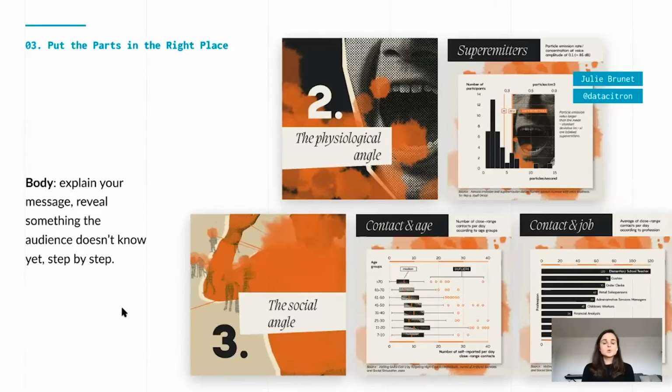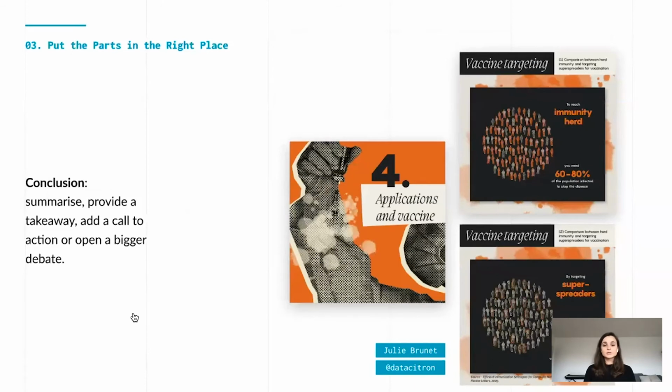Then when we read, we move on to the body of the work. And these are just a few examples. I really encourage you to read, to explore the entire visualization on Julie's Instagram page. But what we see here from a few selected images is that in each step of the middle of her piece, she shows us the information from a different angle. So with every step, she teaches us something new, and in the next step, she builds on it. All that to arrive at a certain conclusion, which in her case is applications and vaccine.